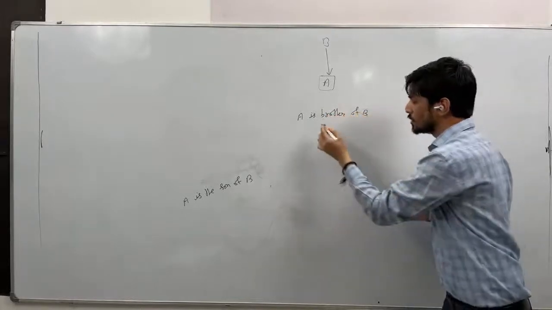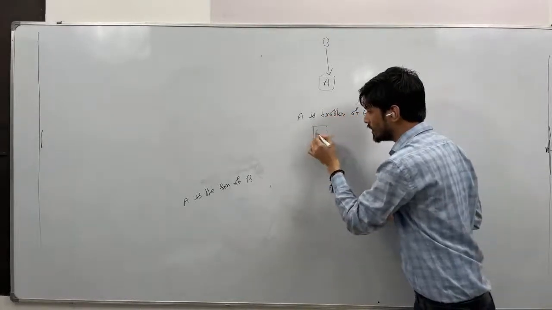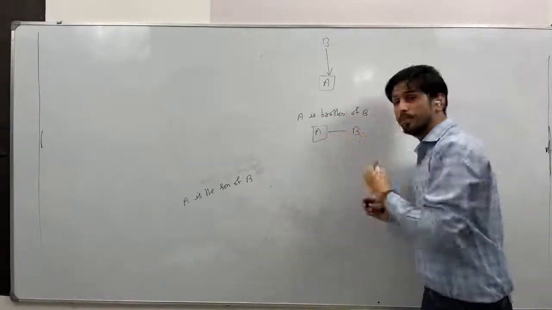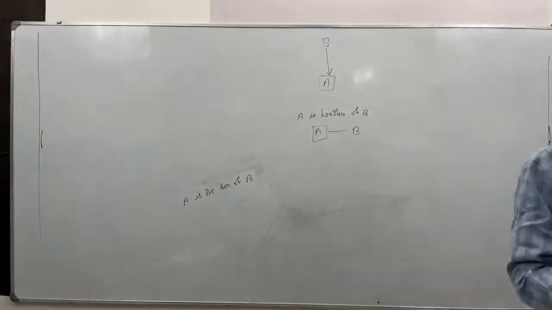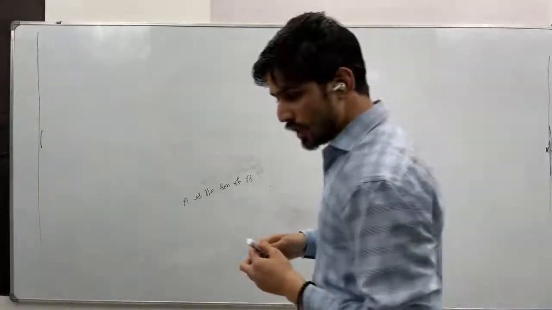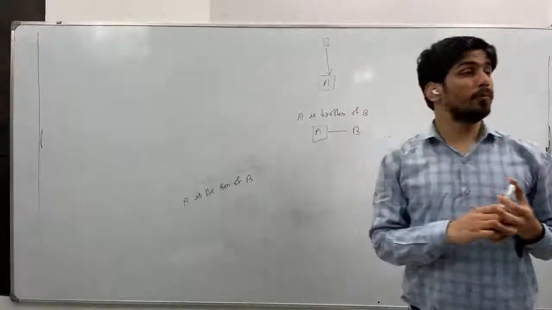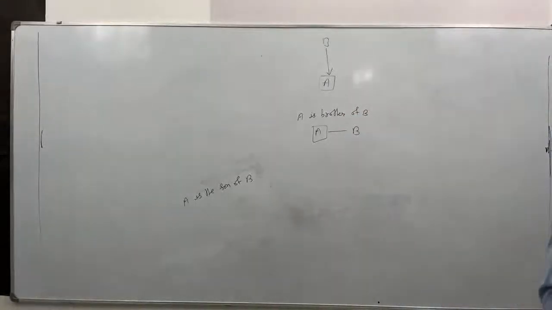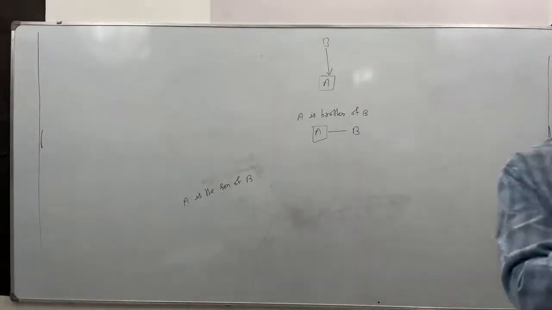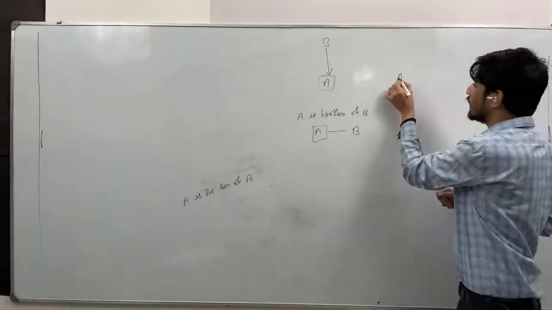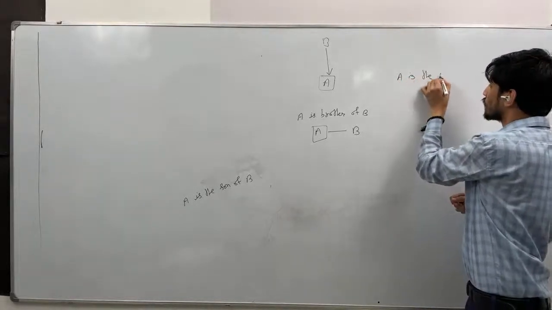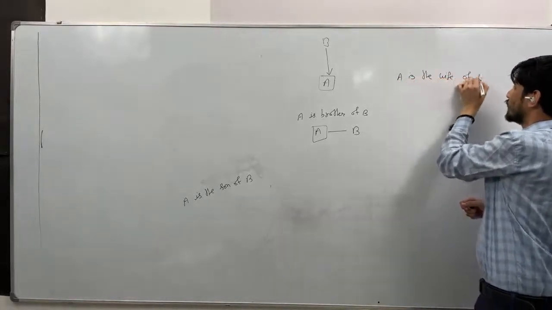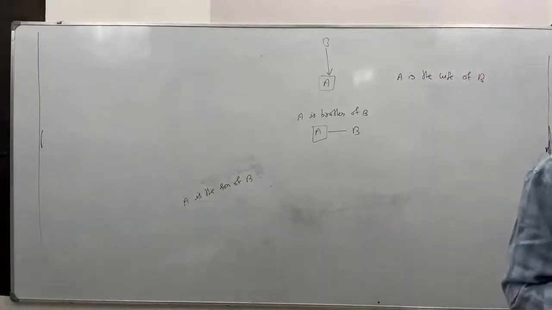Line segment, right? So first of all, what will we write? A is the brother of B. Then B can be sister or B can be brother also, right? Let's say I ask you, A is the wife of B. Now write this relation in tree diagram. First listen to the sentence carefully. A is the wife of B. Now represent this relation. Try in your notebook.